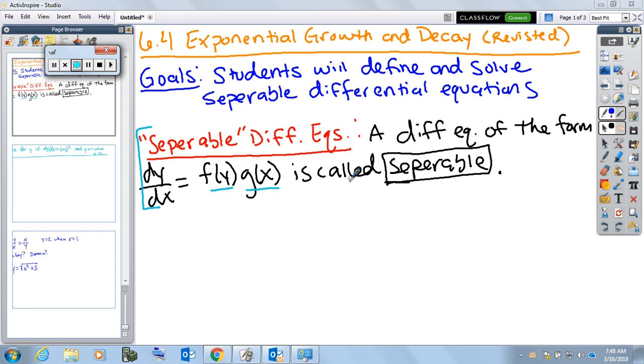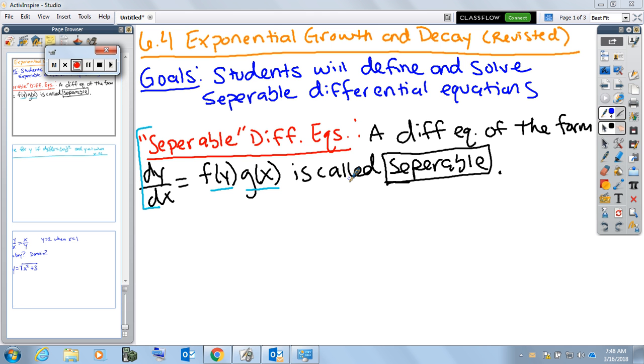Alright, ladies and gentlemen, so we're going to look at 6.4, which is all about exponential growth and decay. But our real goals for this video, before we start talking about growth and decay, is to first define and solve separable differential equations. So first and foremost, what is a separable differential equation?